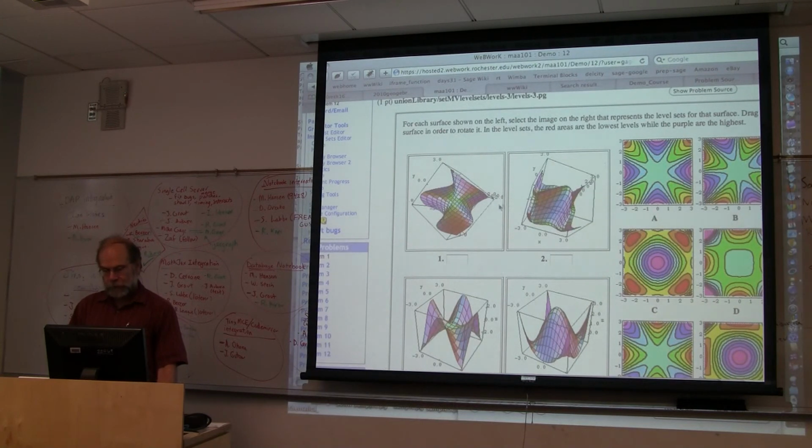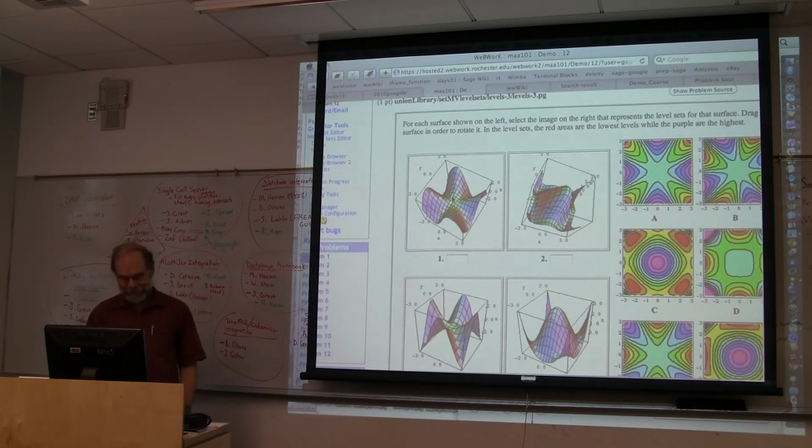Again, these are pictures here. These are not drawn on the fly. These are standard mathematics objects and so on.